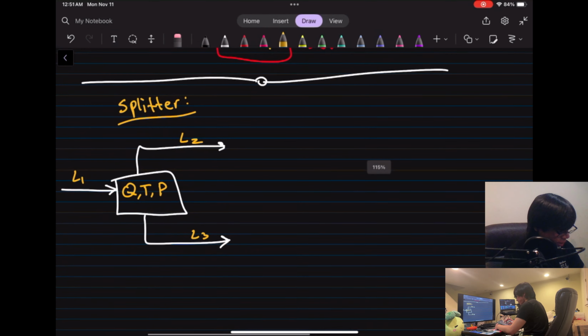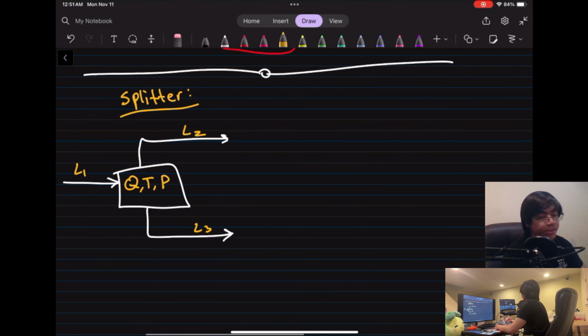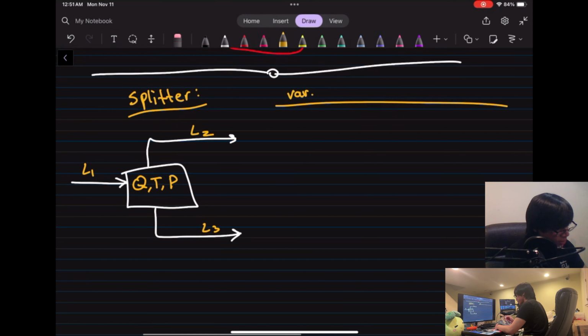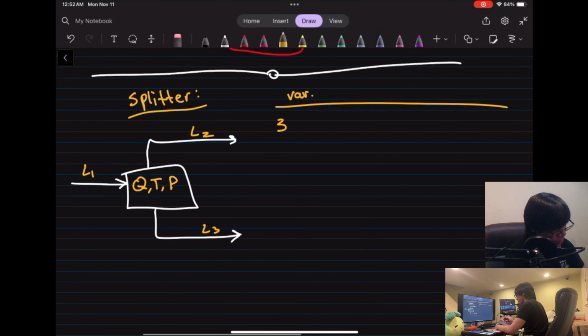So we have, once again, our variables or unknowns. So now we have 3 streams this time, so it's 3. And remember, with every stream, we had C number of components, and I guess I'll just write this out. It was C number of components, so that needs to be specified. So number of components.